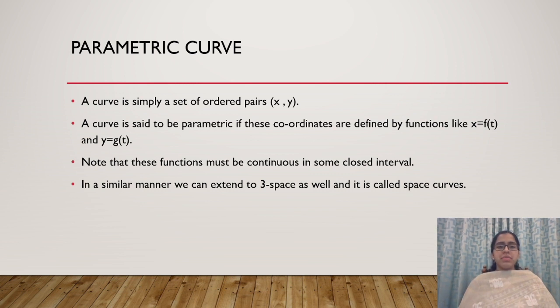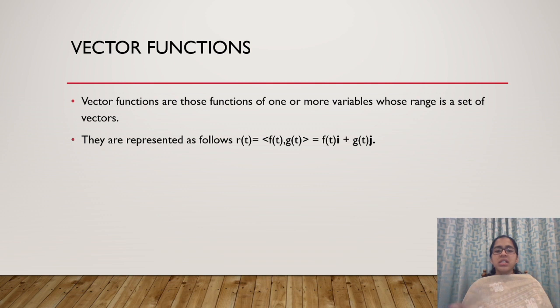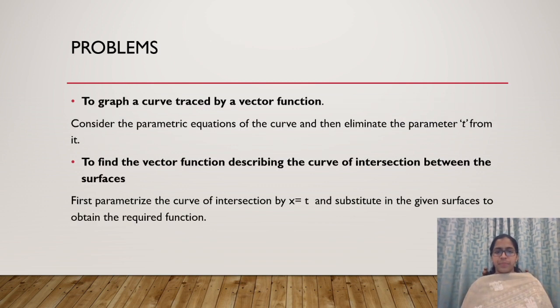So let us come to the beginning of our section, that is vector functions. What is a vector function? Vector functions are those functions of one or more variables whose range is a set of vectors. They are represented by r of t is equal to f of t comma g of t, or f of t i plus g of t j. Similarly, we can consider a vector function with 3 coordinates, that is r of t is equal to f of t comma g of t comma h of t, or f of t i plus g of t j plus h of t k.